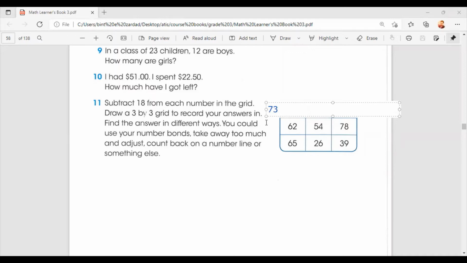Just write the first row, first column, and for 62 minus 18, 8 minus 2 is not possible, so bring 12 minus 8. Yeah, this is coming 44, and the third one 65 minus 18 is coming 47. Yes, it's all the other columns.